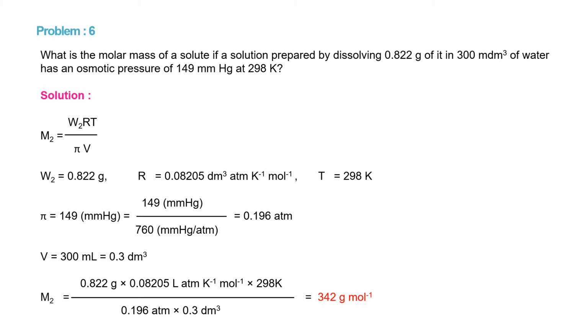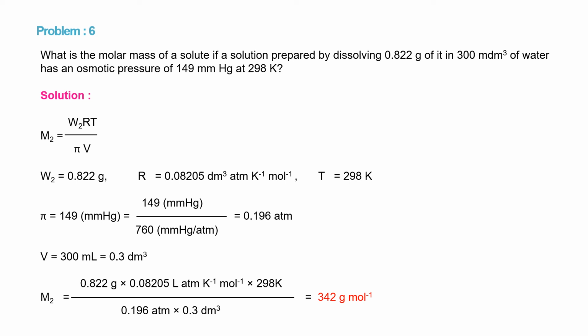Now once again see your R unit. The volume unit is given in dm cube, which means liter. But in your problem, they have given you 300 ml. So you have to convert it into dm cube by dividing by 1000. So V is equal to 300 ml, which is equal to 0.3 dm cube.